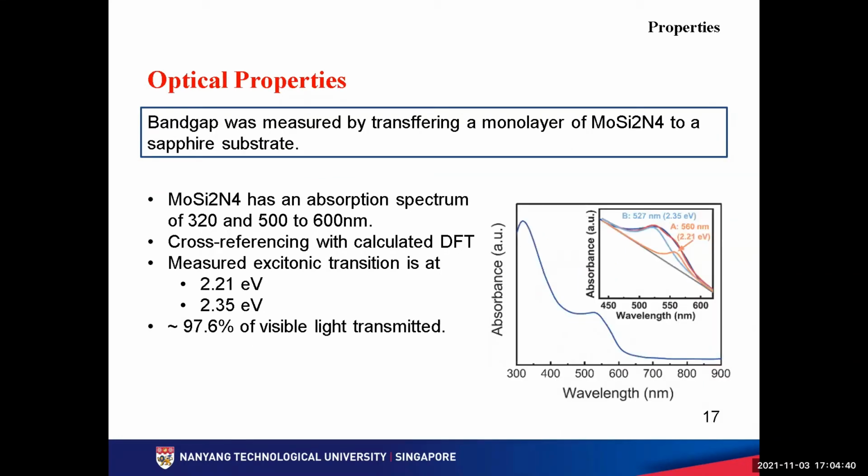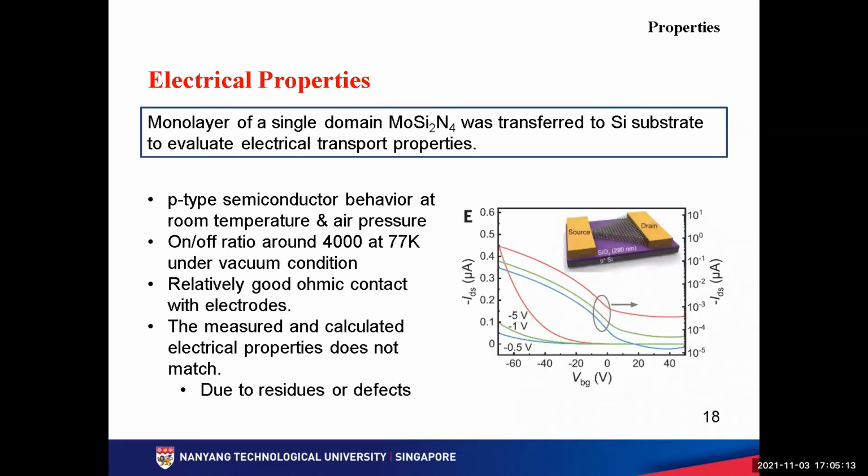The optical properties were analyzed as well. The result shows that the absorption spectrum had two major peaks, one around 320 nanometers and one around 500 to 600 nanometers. By cross-referencing, they correspond to the excitonic transitions, which were measured at 2.21 eV and 2.35 eV, as shown in the figure. This is an acceptable range to agree with the PBE and HSE predicted values previously. The result shows that MoSi2N4 has a high optical transmittance due to its semiconductor nature.